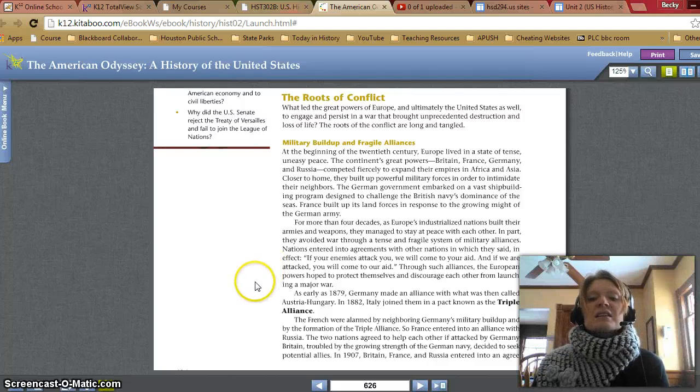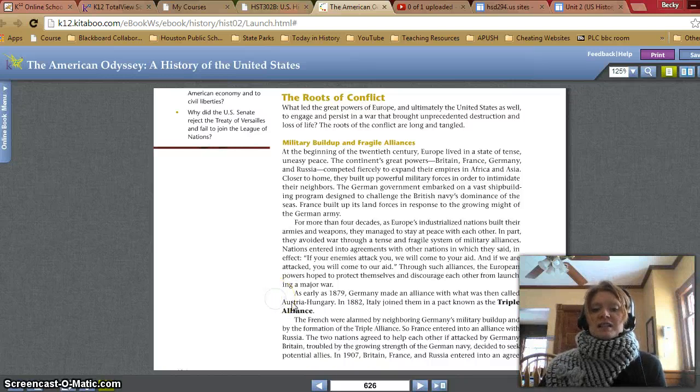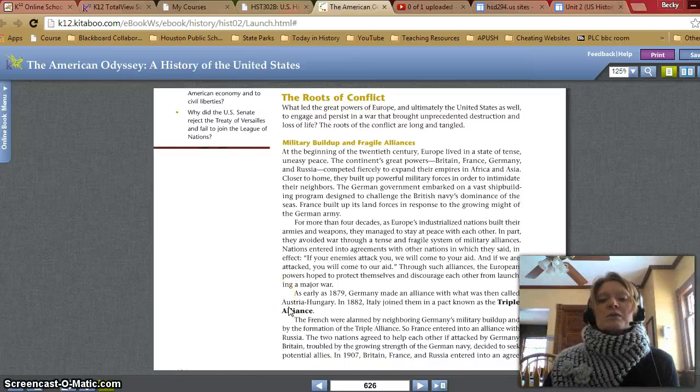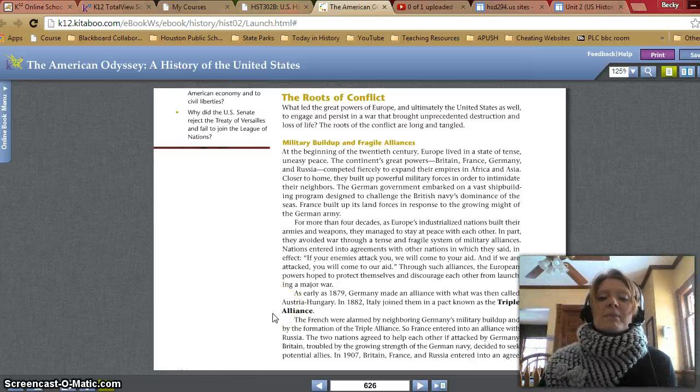Through such alliances, the European powers hoped to protect themselves and discourage each other from launching a major war. As early as 1879, Germany made an alliance with what was then called Austria-Hungary. In 1882, Italy joined them in a pact known as the Triple Alliance.